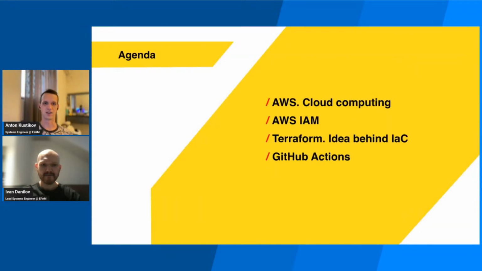So let's take a look at today's agenda. It's quite small, but still. First of all, we would briefly touch such a topic as AWS cloud computing. We'll explain what cloud computing is, how AWS can help us in learning, and how we can use it in our future profession. Next, we will briefly touch AWS IAM, the resource from AWS which helps us manage users inside AWS.